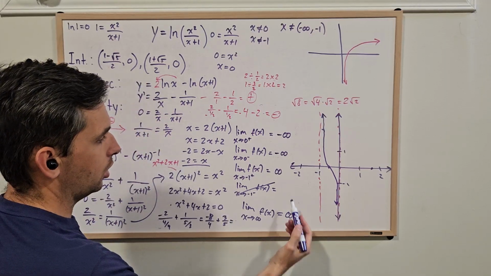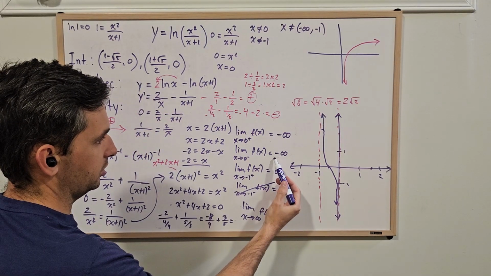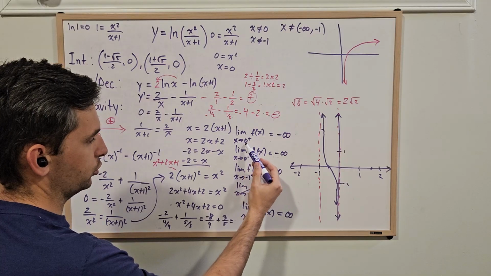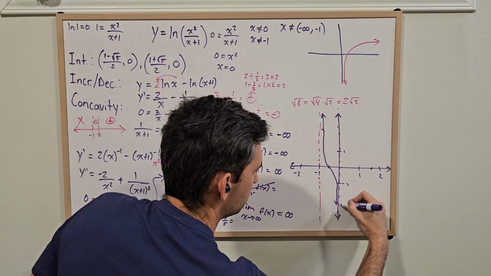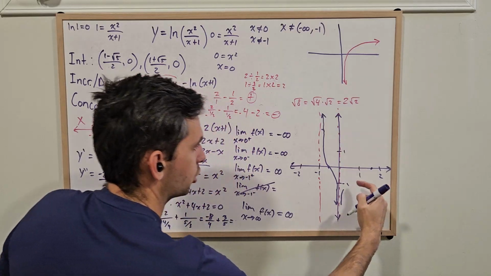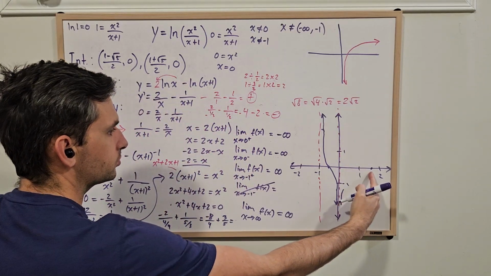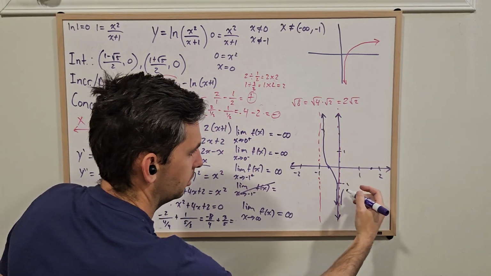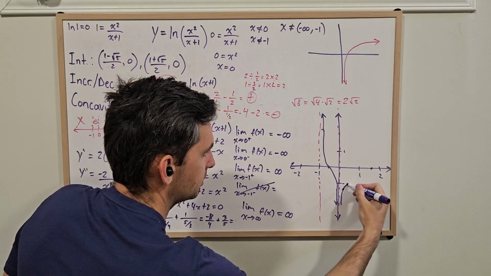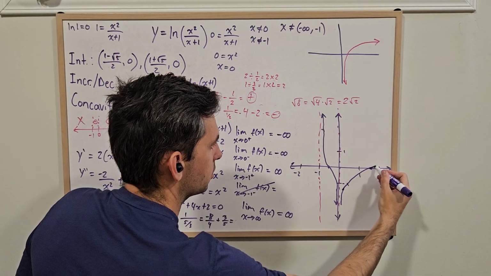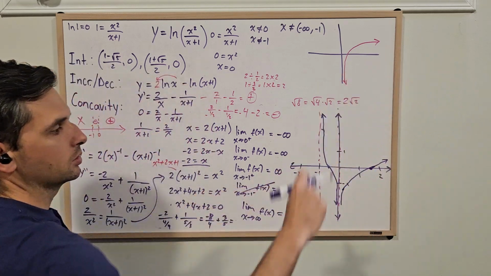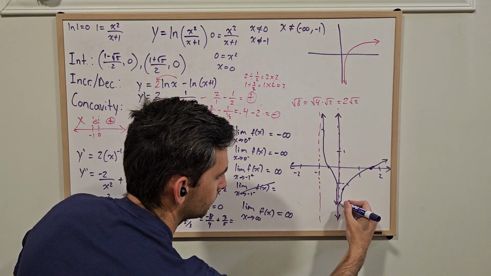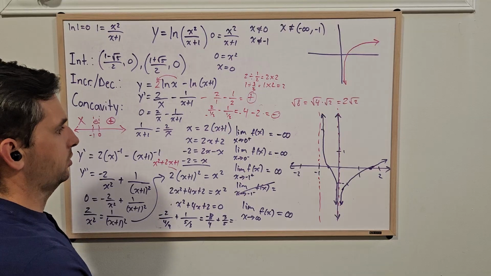Here on this side, we also are coming up from negative infinity. As x approaches 0 from the right-hand side, we have negative infinity. So we're coming up from here, and we're crossing over here at 1.6. Right? So we're going to cross that point, and we're going to go towards positive infinity. Okay? So that's what it looks like there.